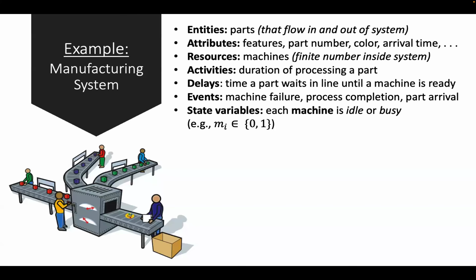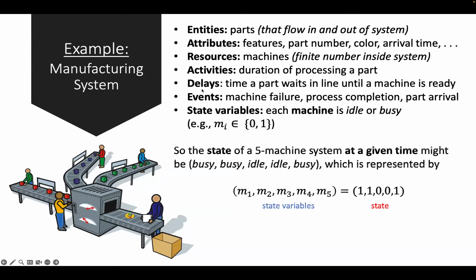So at any instant where a machine fails, a machine finishes its work, or a part arrives at a machine, those are opportunities for the machine to go from busy to idle, from idle to busy, or from either one of those to broken. And any one of those instants of time we refer to as an event.